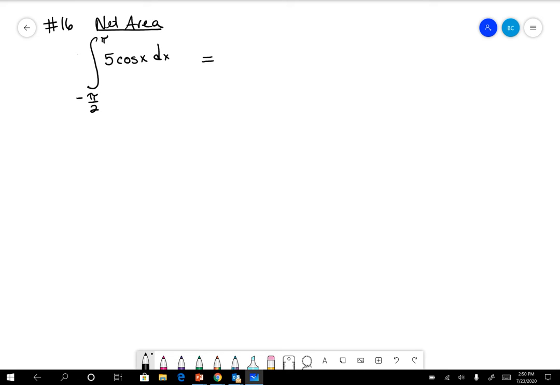So this is going to be, I'm going to pull the 5 out front, just pull the constant out. We talked about how we can do that. So then we have cosine x dx. Now the integral of cosine is sine. So this is going to be 5 times the sine of x, and then we want to evaluate it from negative pi over 2 to pi.